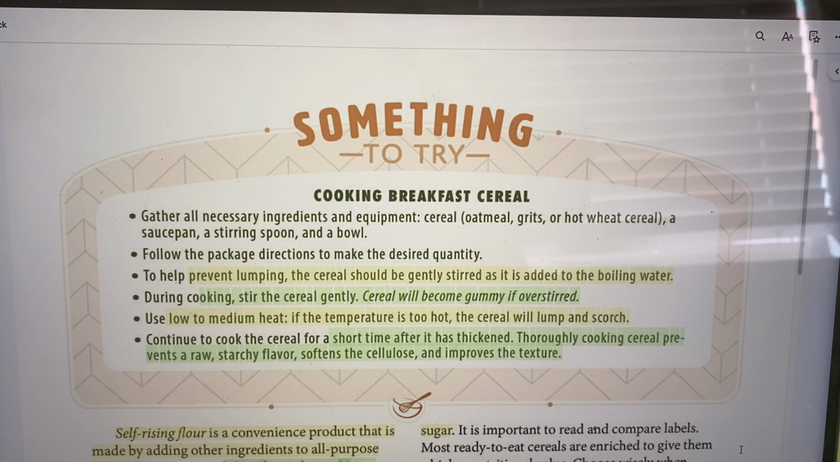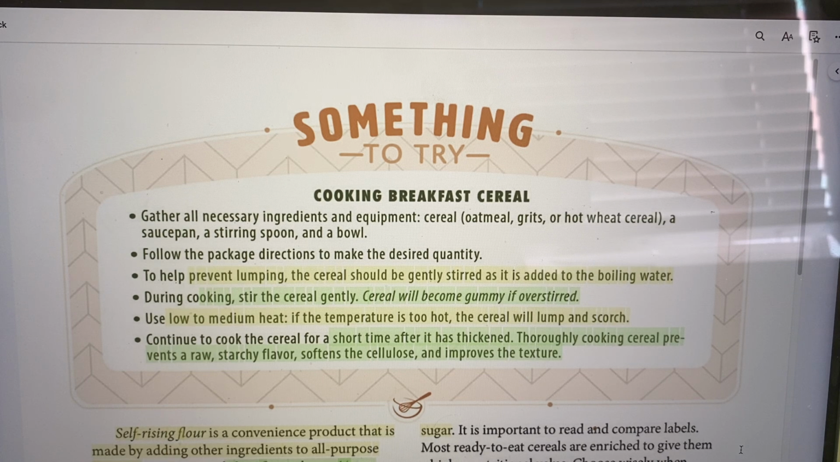So you're going to be stirring. Say you're making a hot wheat cereal or oatmeal. To prevent lumping, the cereal should be gently stirred as it's added to the boiling water. So you have the boiling water, and as you're adding, you have to make sure you stir it constantly. Otherwise, you'll have lumps, like cream of wheat would have lumps in it.